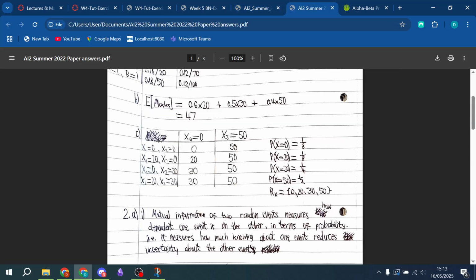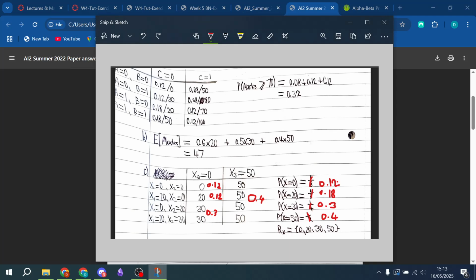which is 0.18. Oh, that is wrong. Let me just write 0.18 there. Yeah, 0.18. So that's for 20.